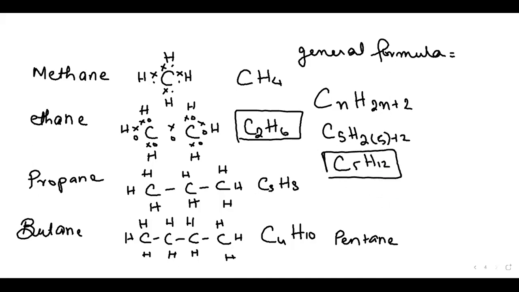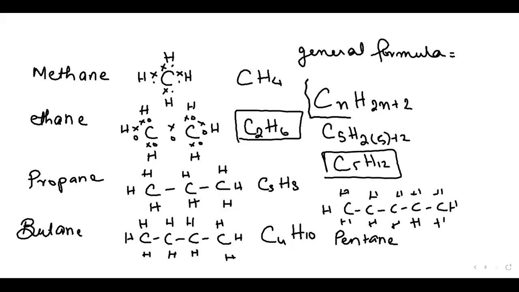So this formula is known as the general formula, okay? So this is what the structure is going to look like for pentane. And this will be the molecular formula. So this is the general formula for alkanes. It's fixed, right? For alkanes, the general formula is fixed. It is CnH2n plus 2.